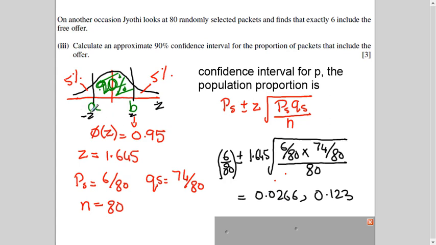So if I look at it in percentage form, the lower limit is 2.66%, or 2.7%, I can say. And the upper limit is 12.3%, right? So this is how you will calculate your approximate 90% confidence interval.